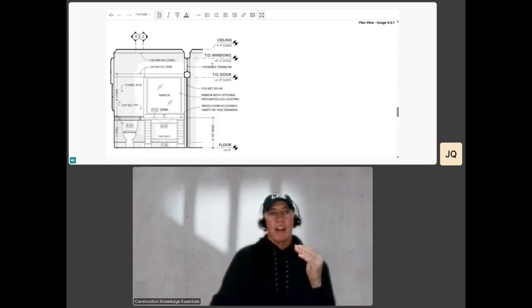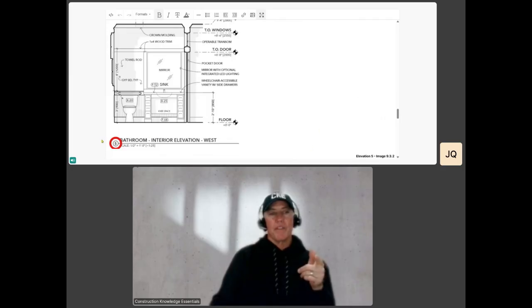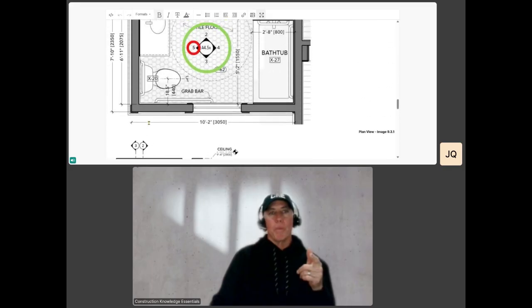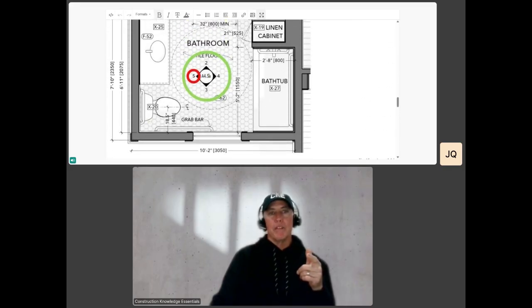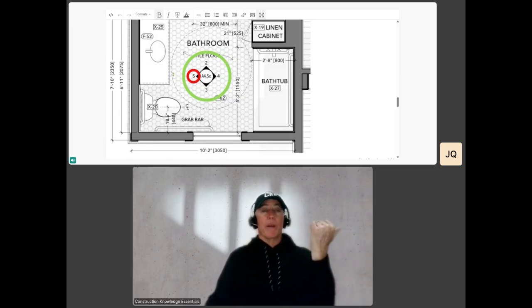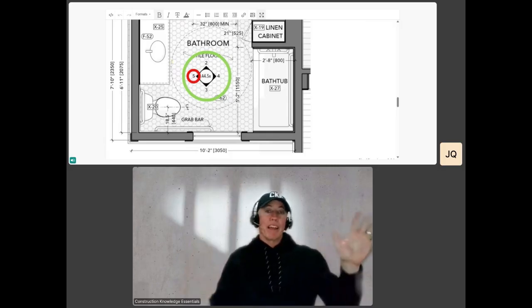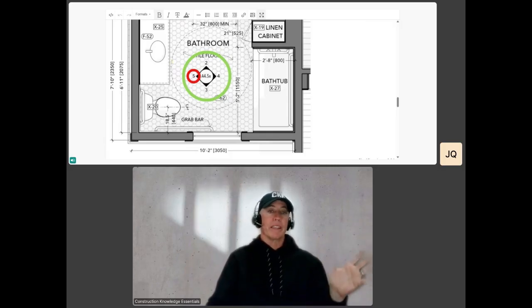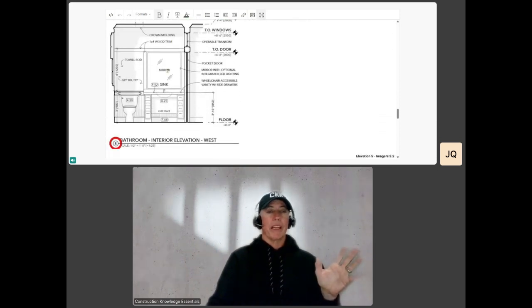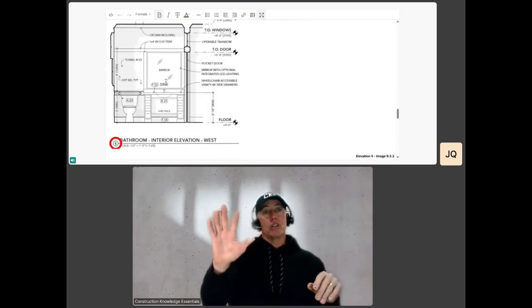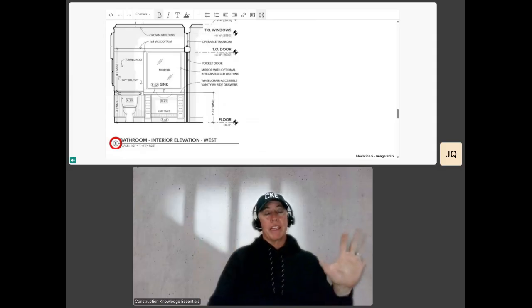If we look at 5, which is what I have circled, you can see the 5 is right here, bathroom interior elevation. Now we're going to go back up. I'm standing in the middle of this room, looking towards 5. What am I going to see on my right-hand side? My right hand would be where the sink is. My left hand would be where the commode or toilet is, right? Now we look at the plan, and sure enough, my right hand is looking at the sink, and my left hand is towards the toilet. And that's the elevation you're going to see.